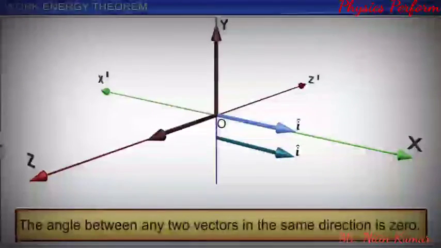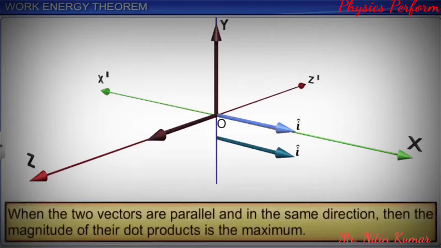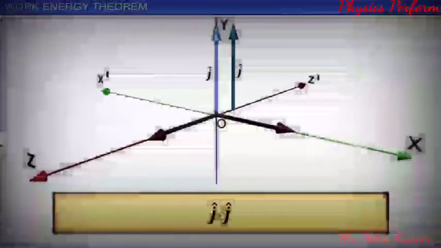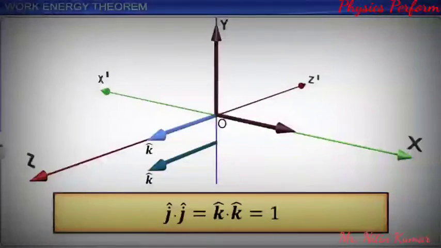The angle between any two vectors in the same direction is 0. Thus, when the two vectors are parallel and in the same direction, then the magnitude of their dot product is maximum, as cos 0 degrees is equal to 1. Thus, we get I dot I equals 1, as shown. Similarly, we get J dot J and K dot K equal to 1 as shown.